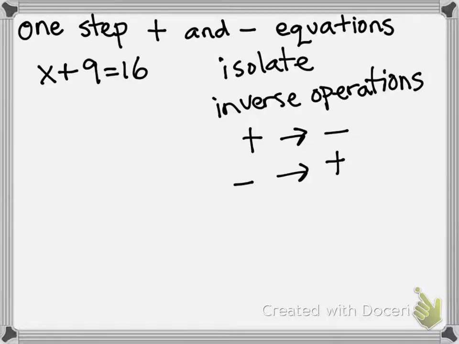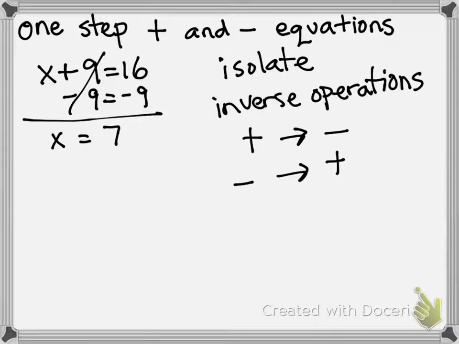So looking at this equation, we want to get x by itself. Instead of adding 9, we will subtract 9 from both sides of the equation. Plus 9 minus 9 is 0, isolating x by itself. And on the other side, we have 16 minus 9, which is 7. So we think our answer is x equals 7.